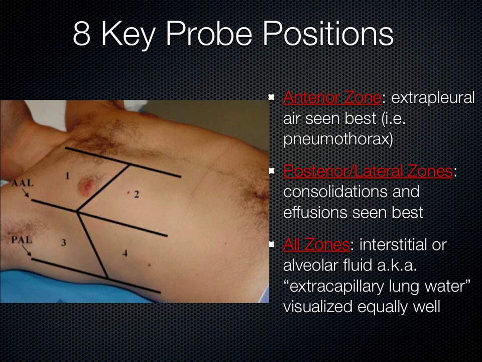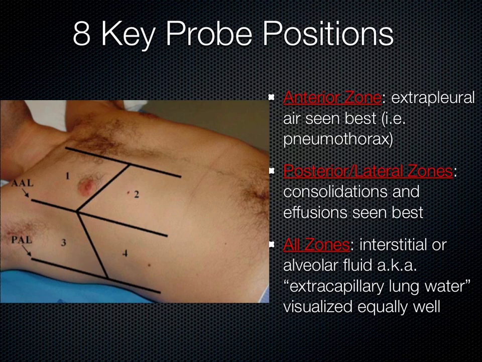There are really 8 key zones, 4 on each side of the chest, that we want to scan when we're performing pulmonary ultrasound. The anterior zones, zones 1 and 2, are best for viewing extrapleural air. For instance, when there's a pneumothorax and there's air between the lung and the chest wall, it's going to collect anteriorly in a patient who's supine.